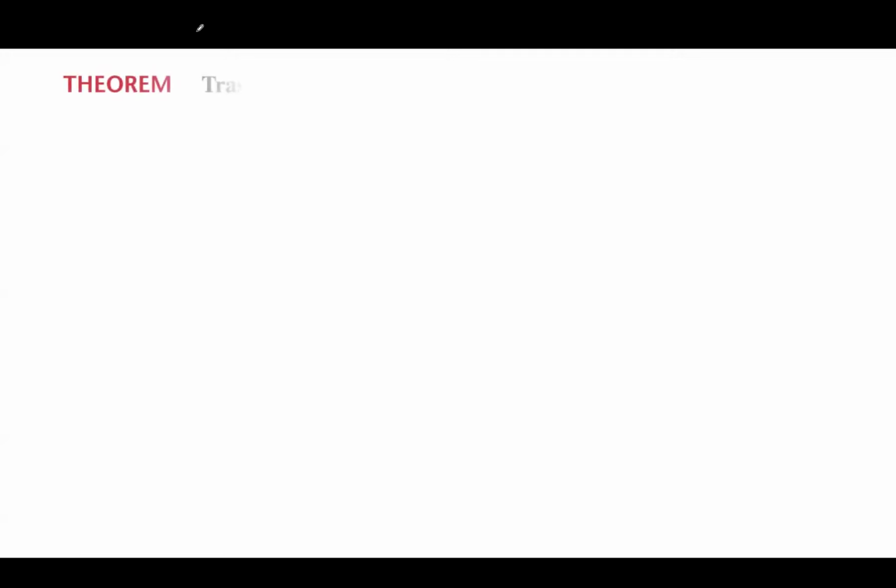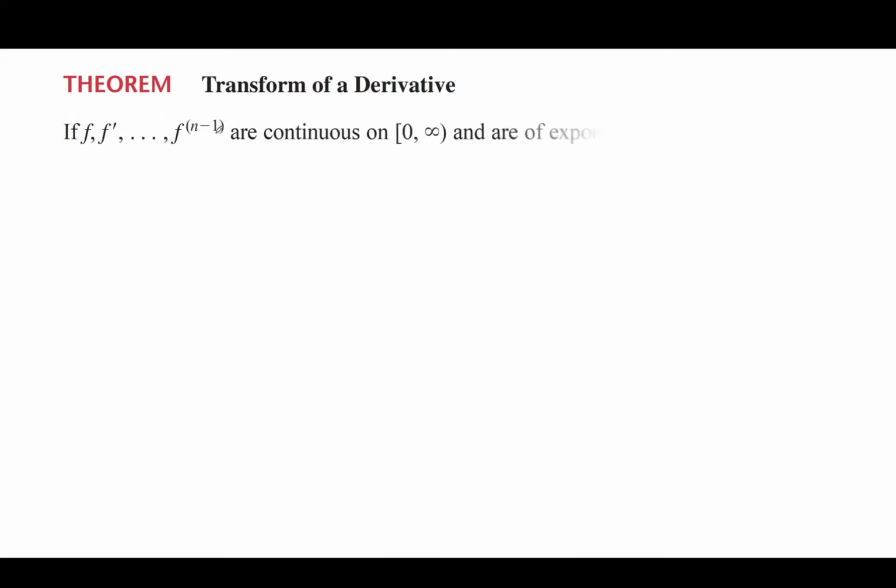Let us take a look at the transformation of derivative. Can we derive a formula out of it? First of all, assume f, the first derivative, the second derivative, up to the n-1 derivative of f are all continuous on the interval 0 to infinity, and 0 is included, and they are of exponential order.